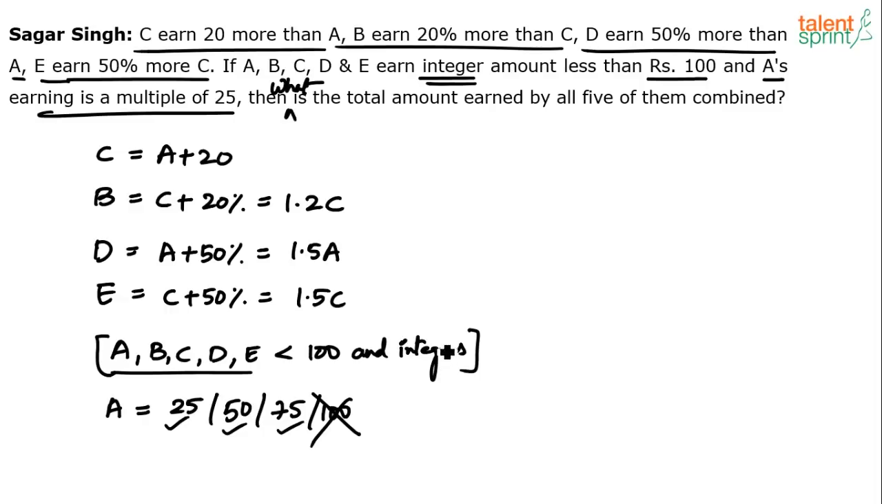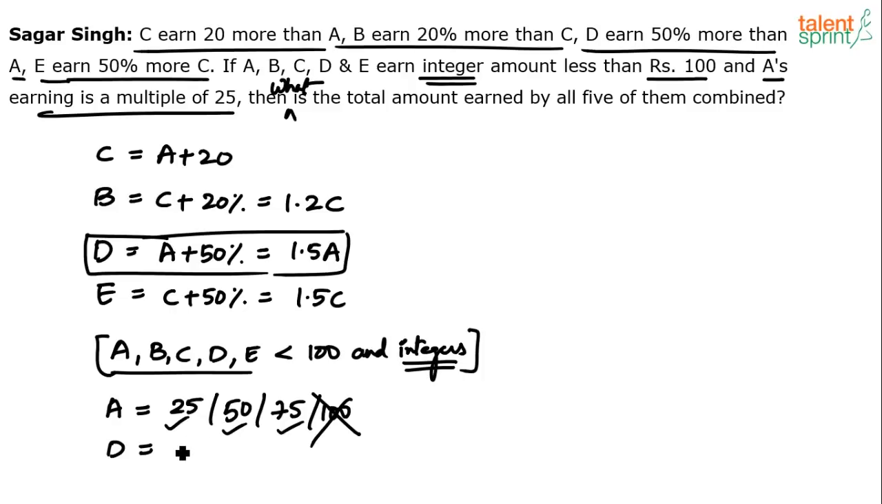The other condition we know is that each one of them should be an integer value. If you look at the equation here, we know that D is equal to 1.5A. Let's assume A equals 25. What will be the value of D? D will be 1.5 times 25, which is 37.5. But can D be 37.5? No, 37.5 is not an integer. So D can't be 37.5, which means A can't be 25.